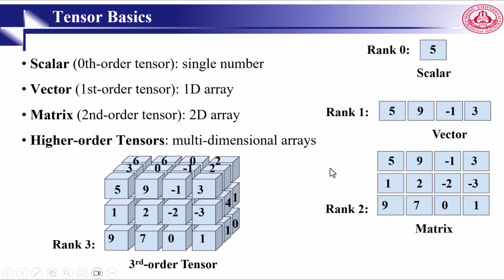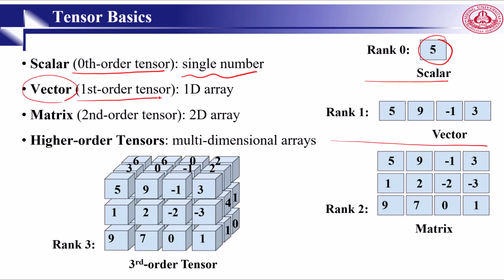As I told you, the tensor generalizes scalars, vectors, and matrices to higher orders. You can see here a scalar, we call it rank 0, right? So we call it a 0th order tensor. It's just a single number, so we can call it tensor order 0. Then vectors are called first order tensors or 1D arrays. So you can see here 5, 9, 1, 3, something like that.